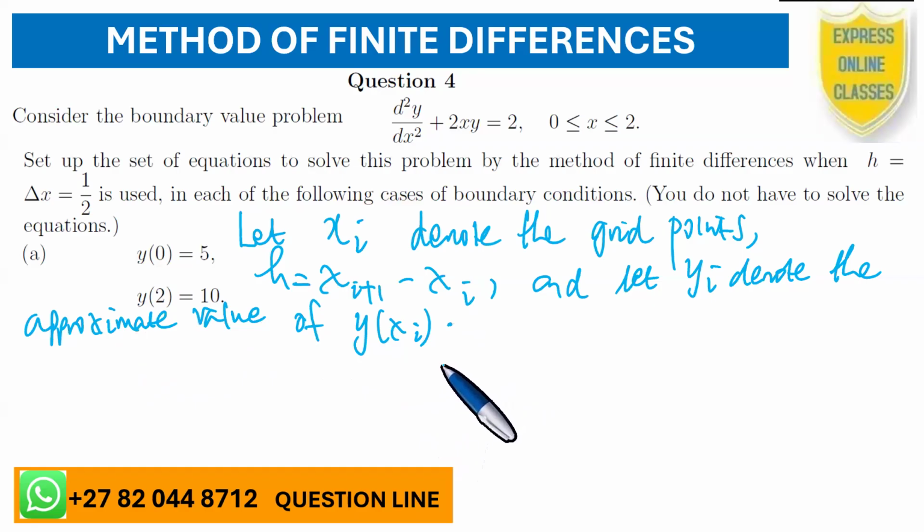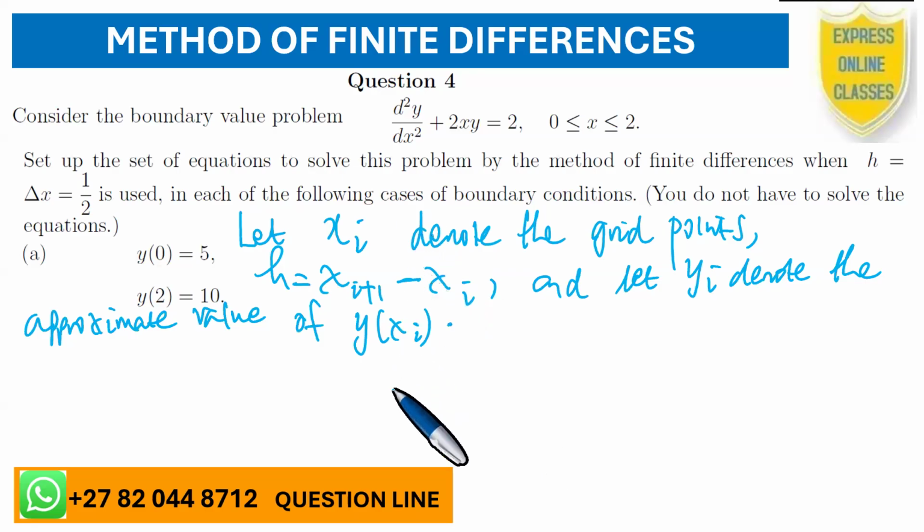So xi denotes what we call grid points. As we indicated last time, we looked at a rectangular region that has specific points in space, which we called grid points. So the xi's, x1, x2, x3, etc., denote grid points. The x values lie between 0 and 2, which will determine how many x values are obtained in view of the step size h equals 1/2, that is, delta x equals 1/2.